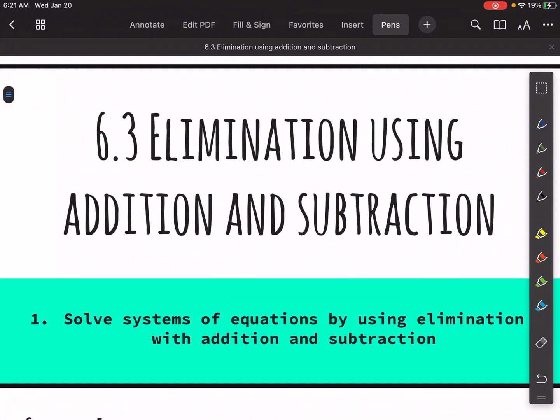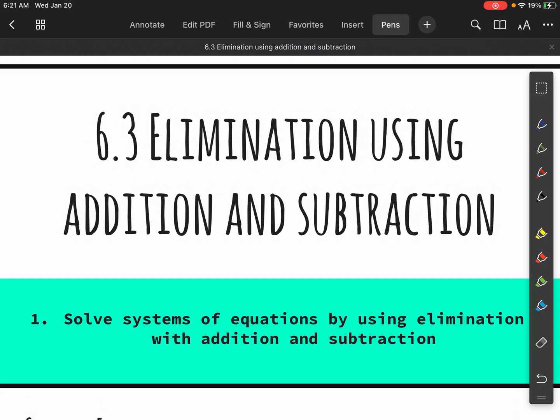Alright guys, 6.3 elimination using addition and subtraction. Okay, so here's the deal. We've graphed systems of equations. Then last time we substituted to solve a system of equations. Now what we're going to do is eliminate.